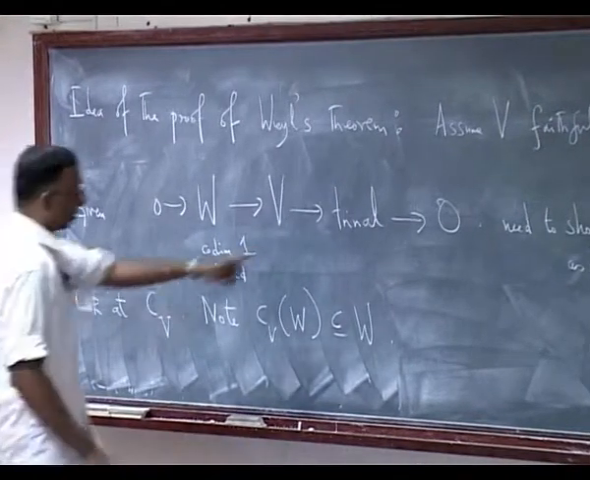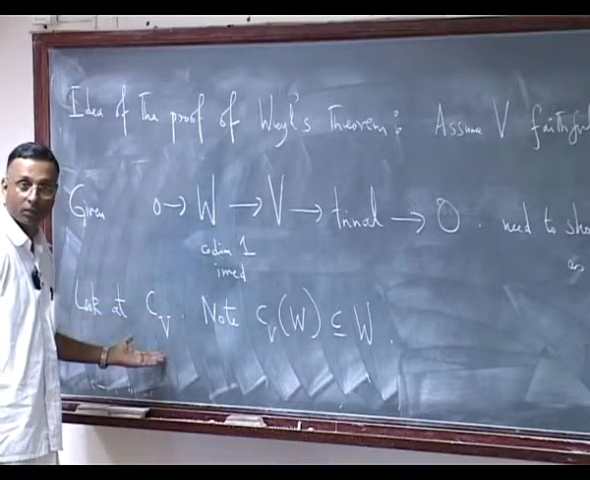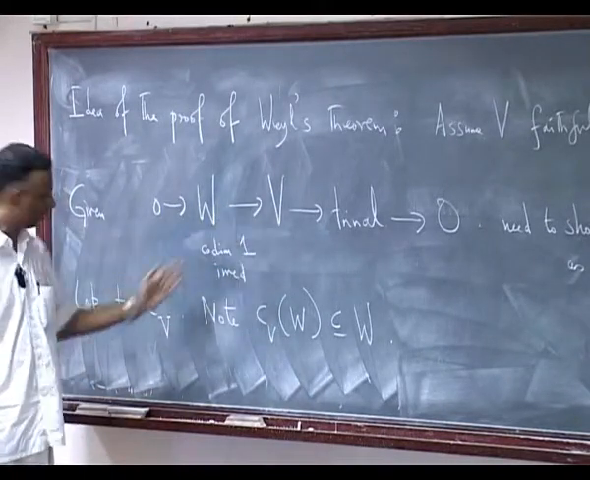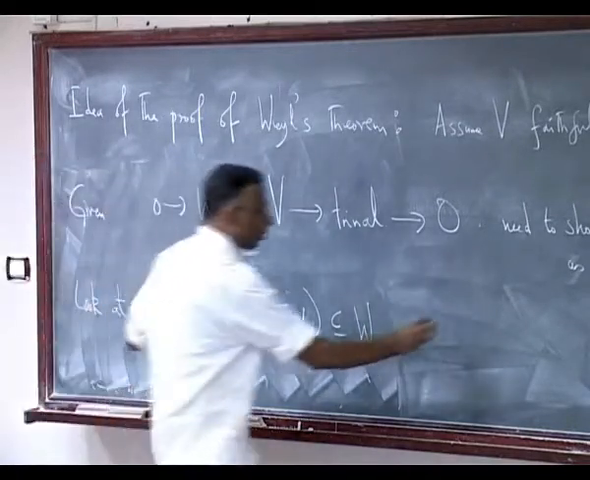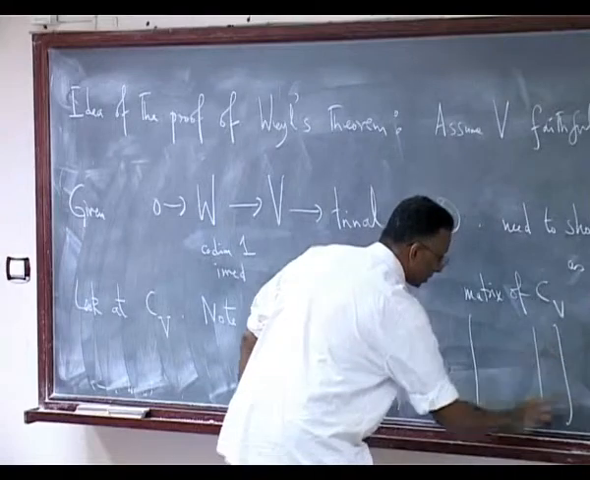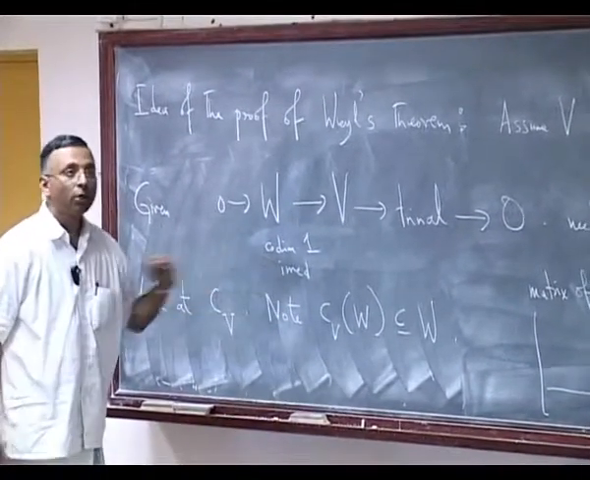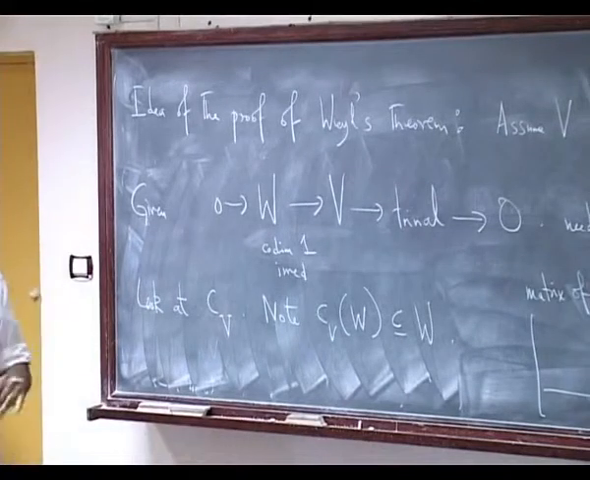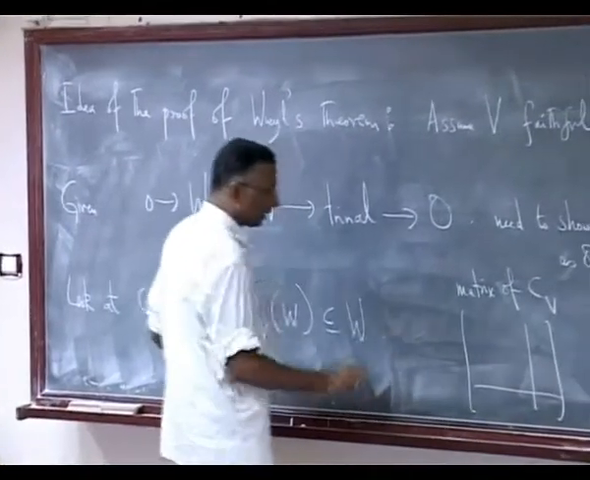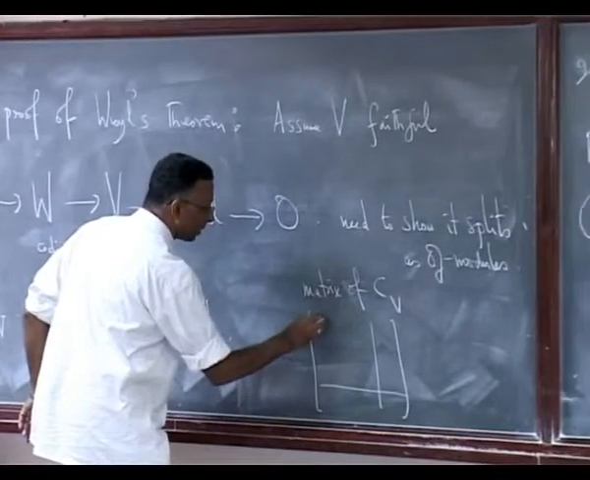Now, this is a certain element in the universal enveloping algebra. Let us look at its matrix for V. Here is an attempt at writing the matrix of C V, where this is the W part and this is the extra part. Now, what happens on W? W is irreducible, and C V belongs to the center. Therefore, it acts like a scalar. That scalar I cannot write as C W because this is a C V, but it is some scalar, so let me call it c.